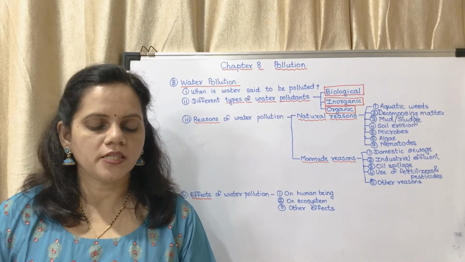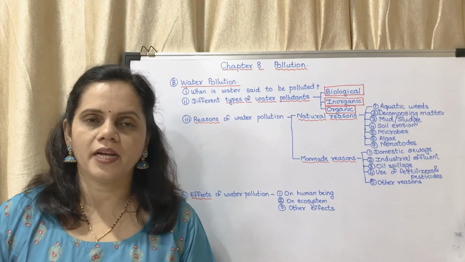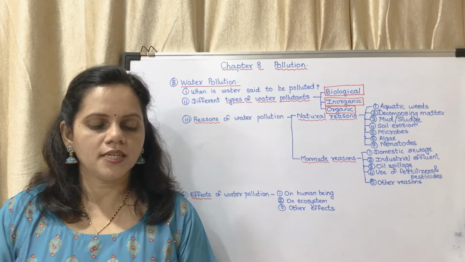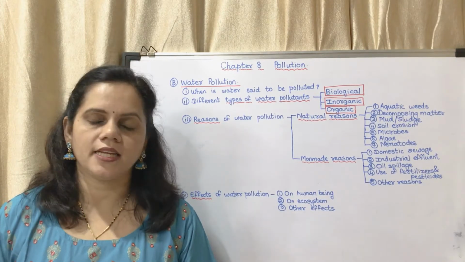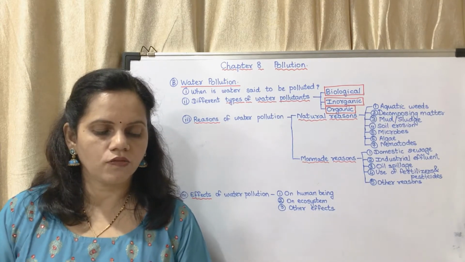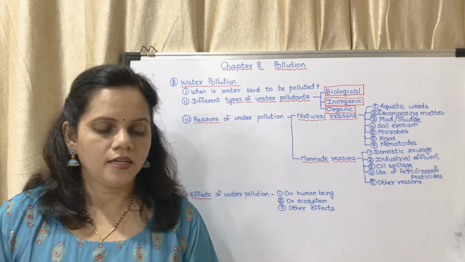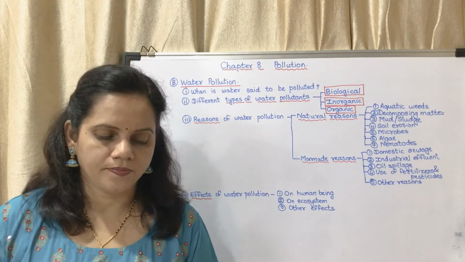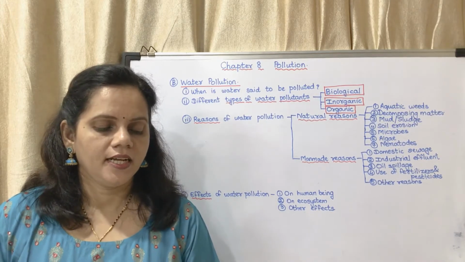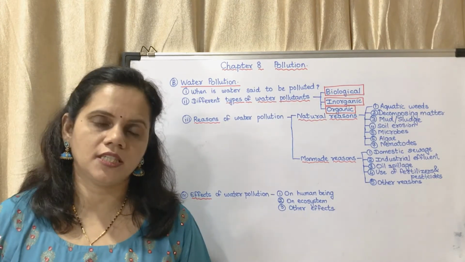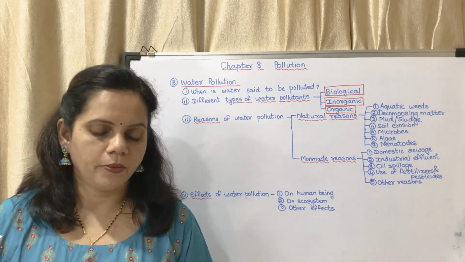Then how much percent of Earth's area is occupied by water? It is 71%. What are the reasons for water pollution? There are several reasons of water pollution. There is soil erosion, then growth of aquatic weeds, then decomposition of organic matter in the water. These all cause different types of water pollution.